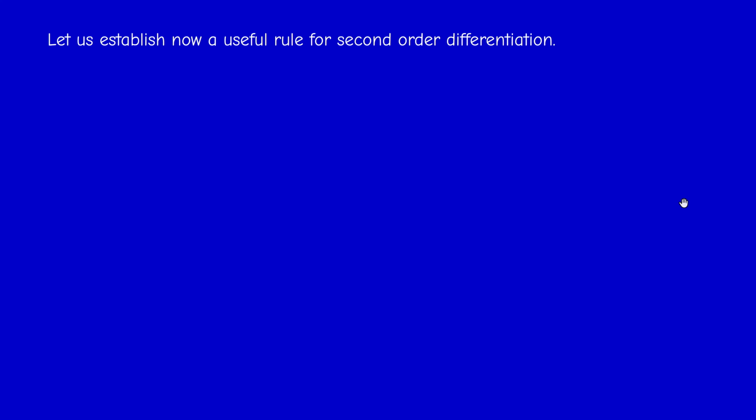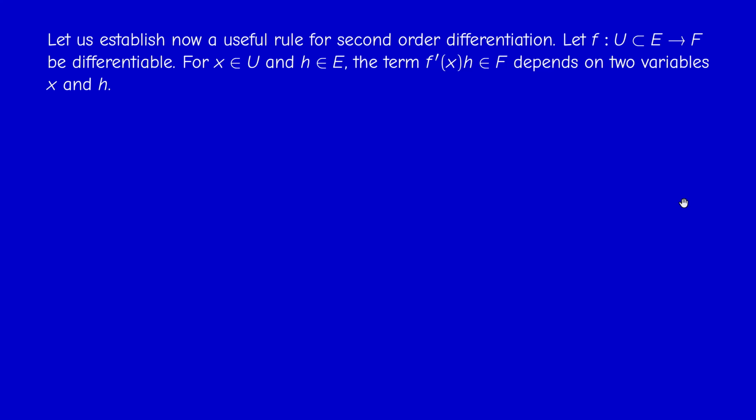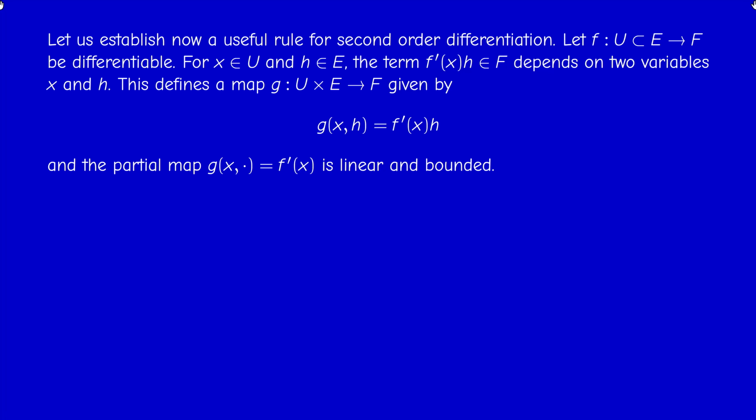But I will give another way because it may be confusing, because here we have two variables, h and k, so it may be confusing, but actually it's not confusing. So if f is differentiable on U, then as we know, f prime of x in the direction h is an element in the target space, capital F. So as x and h vary, we get a function of two variables, x in U and h in E. And I call this function g. Okay. So by definition, g of x and h is this term, f prime of x in the direction h.